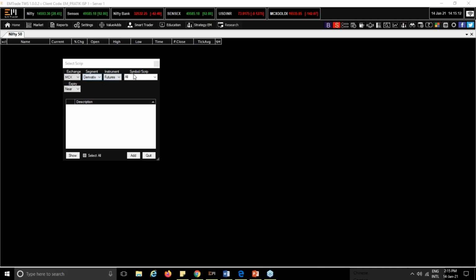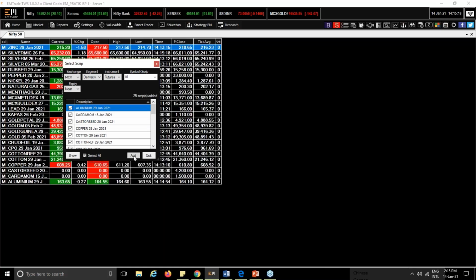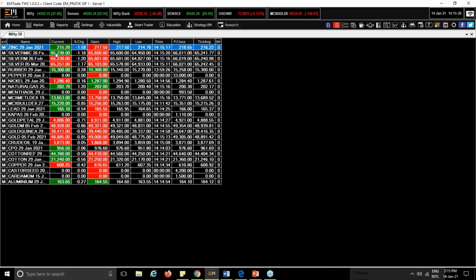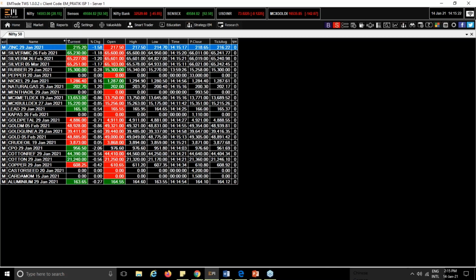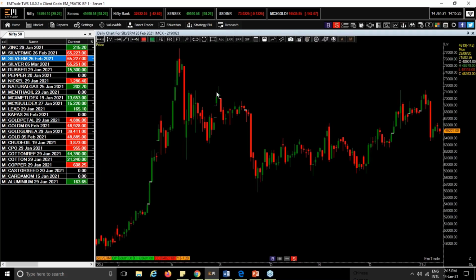So here we found the expiry, it's all expiry, near month, click on show. So here we have all the expiries and add. Now first we apply these things on your silver chart.